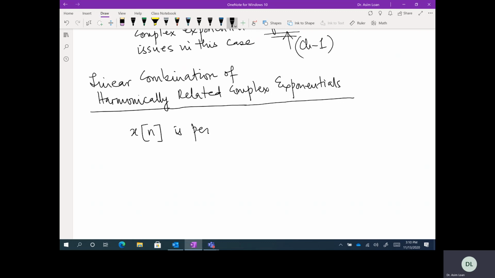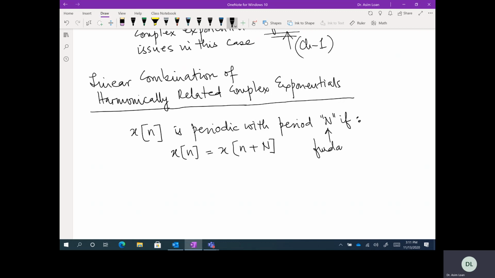x of n is periodic with period N if x of n equals x of n plus N, where this is the fundamental period, the smallest positive fundamental period, and N is the smallest positive integer.